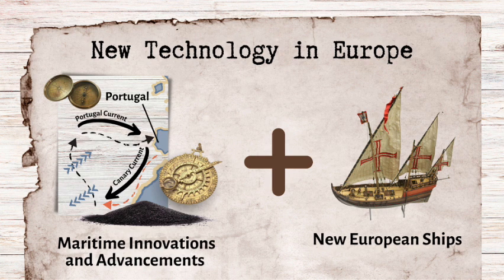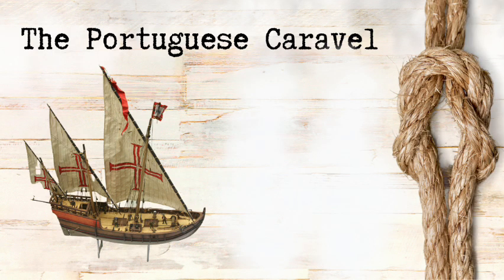All of these things combined helped Europeans to establish and maintain large maritime empires across the globe. Three of those new ships are discussed in greater detail on the following slides. So let's start with the Portuguese caravel.